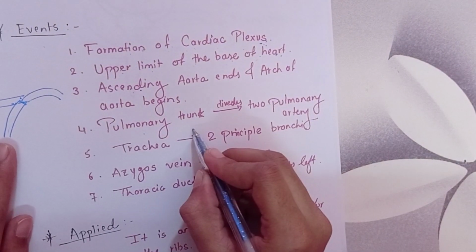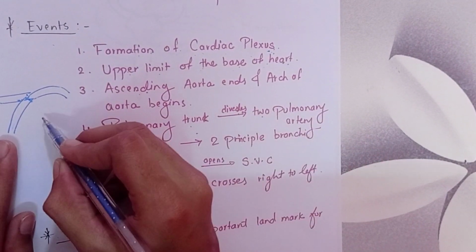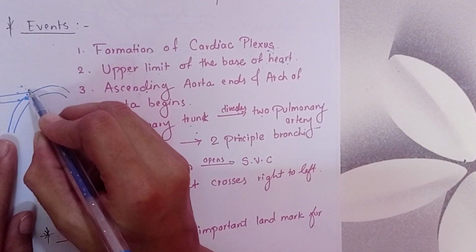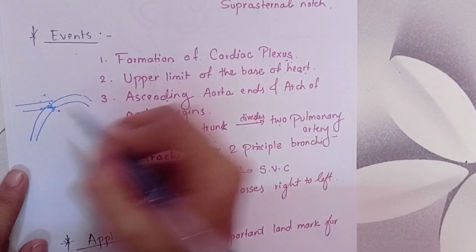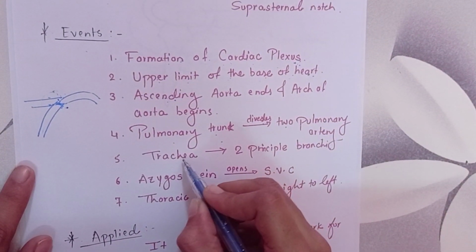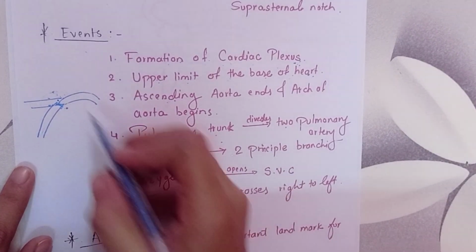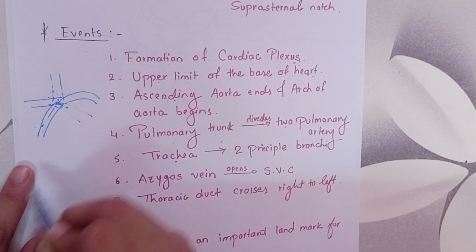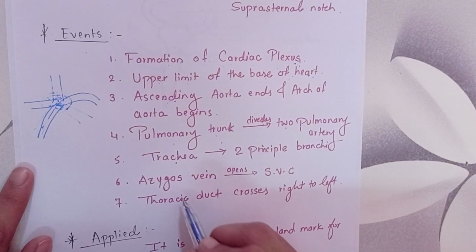The pulmonary trunk divides into two pulmonary arteries at this junction, that is at the junction of the manubrium and the body of the sternum, which is also called the angle of Louis. Here we can also see that the trachea gets divided into two principal bronchi at this junction, the angle of Louis.